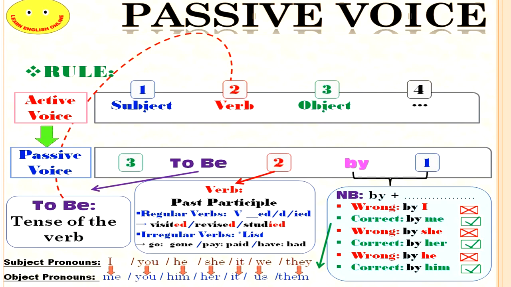If the subject pronoun is you, no change. We say by you. If it is he, we say by him. If the subject pronoun is she, we say by her. If it is it, there's no change. We say by it. If the subject pronoun is we, we say by us. And if it is they, we say by them. Okay? And finally is part number 4, if we have it, of course, in the sentence.